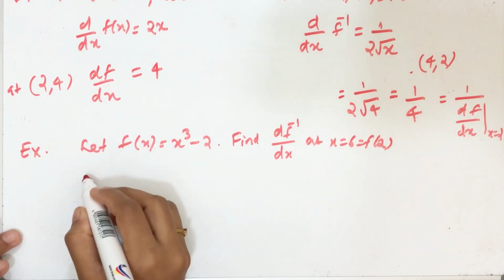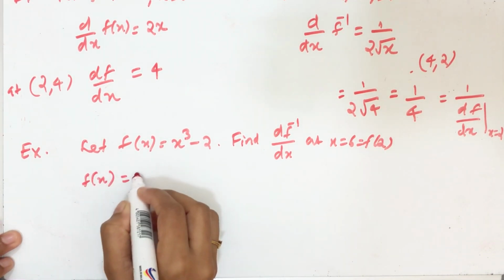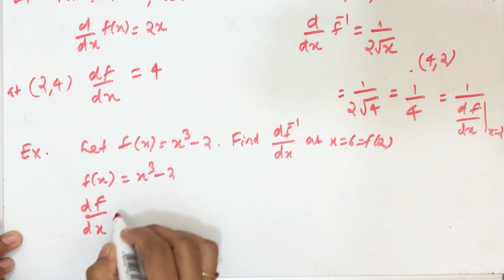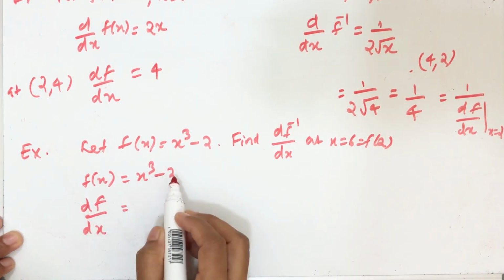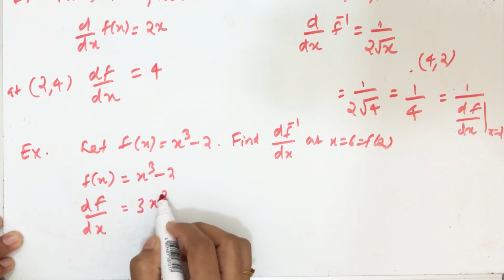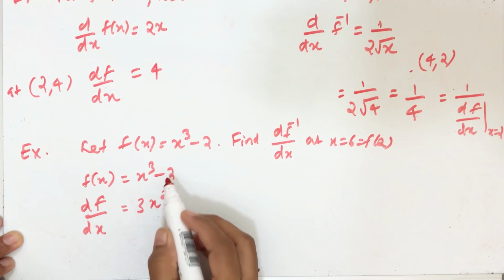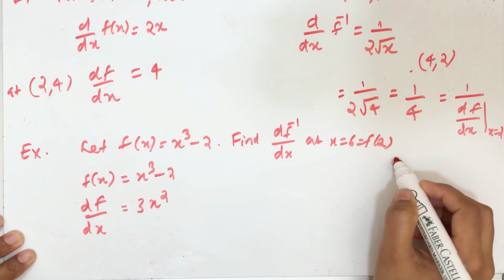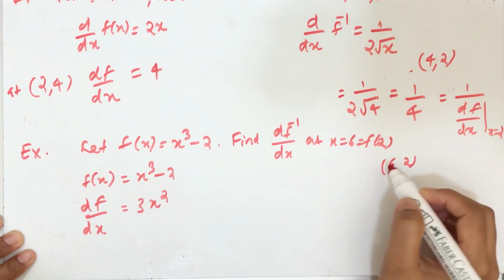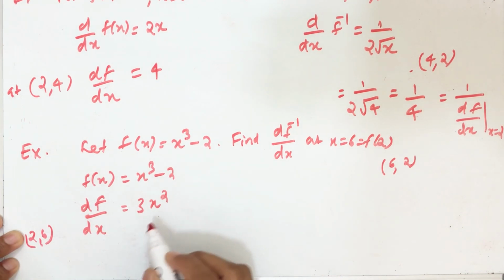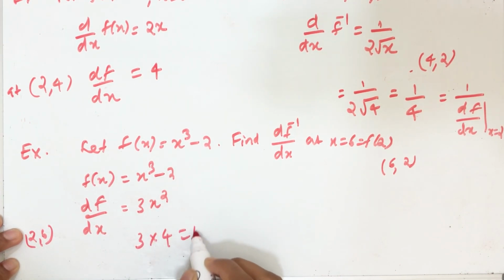Here see, f of x is equal to x cube minus 2. Then df by dx is equal to d by dx of x cube minus 2. d by dx of x cube is 3x square, and d by dx of 2 is 0. So this is 3x square at f of 2. That is, here the point is (2, 6). So at 2, this will become 3 into 2 square, that is 4, which is equal to 12.